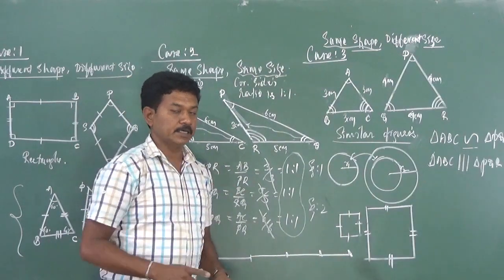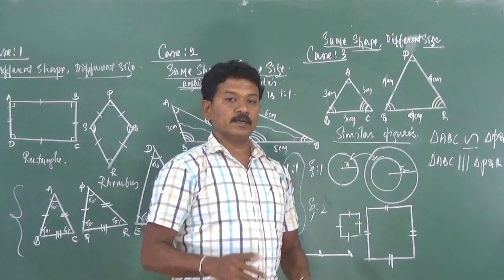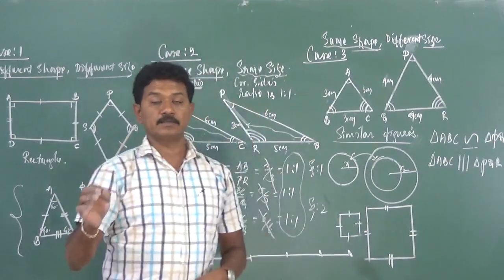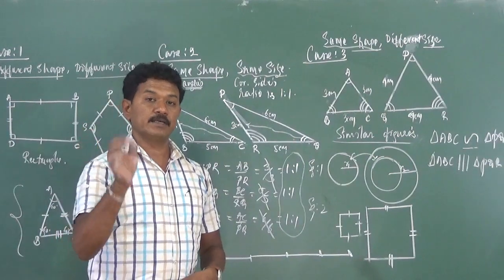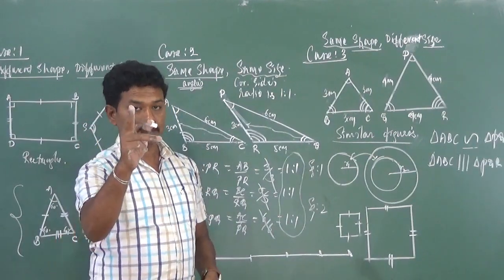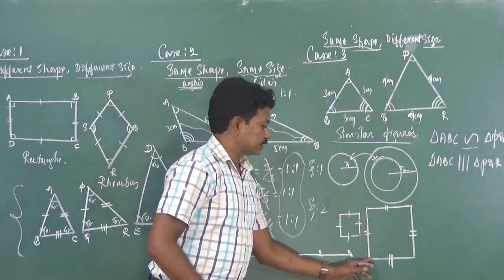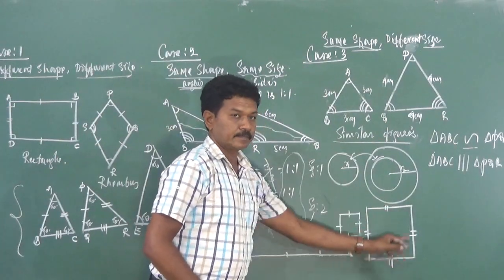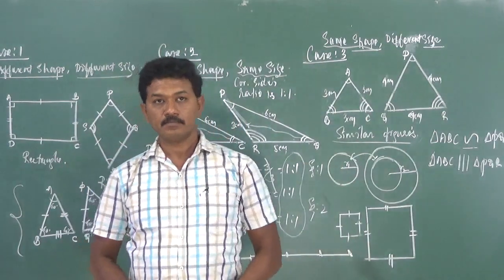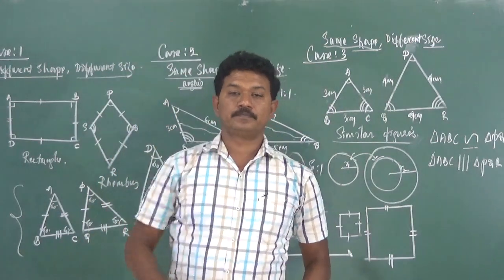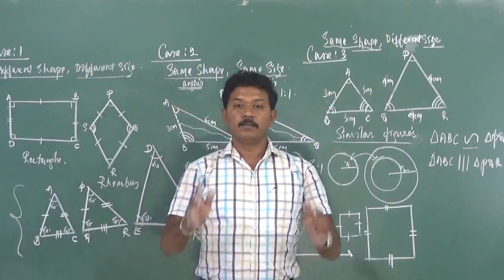So once again I repeat, a polygon is a closed figure bounded by 3 or more line segments which are coplanar, non-collinear, and the line segments meet at their endpoints. And these line segments of the polygon are called the sides of the polygon. Right. So, when do two polygons become similar?